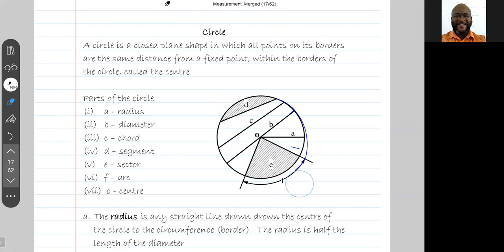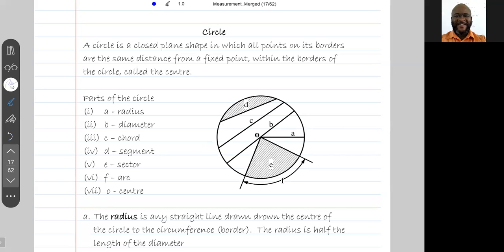These are the different parts or components of a circle. By letter, A is the radius, and the radius is any line that is drawn from the center of the circle to the circumference, which is the border. B is the diameter. The diameter is a straight line that passes through the center of the circle and touches the circumference at 2 points. C is called a chord. It's like the diameter, but it doesn't pass through the center. It also goes across the circle and touches the circumference at 2 points.